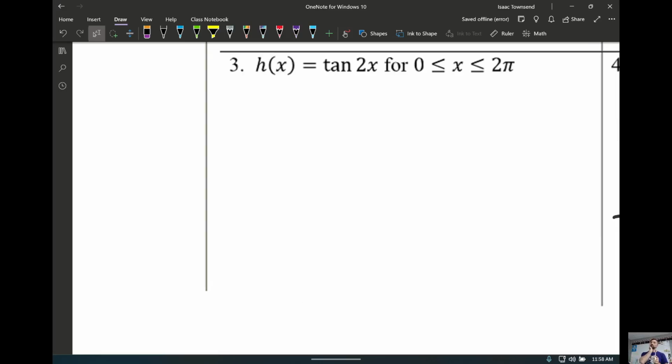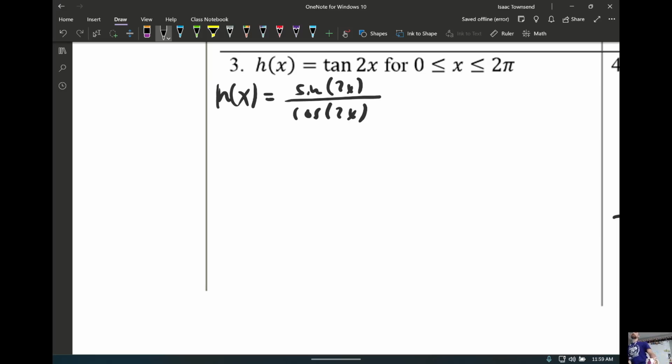Okay, so just between 0 and 2 pi, we need to figure out where, if anywhere, there would be holes and vertical asymptotes for tangent of 2x. Well, first off, to make this a rational function, tangent is the same as what over what? Sine over cosine. Those of you that skipped pre-cal, you need to learn that yesterday. That is one that they require you to know for calculus: tangent, sine over cosine.